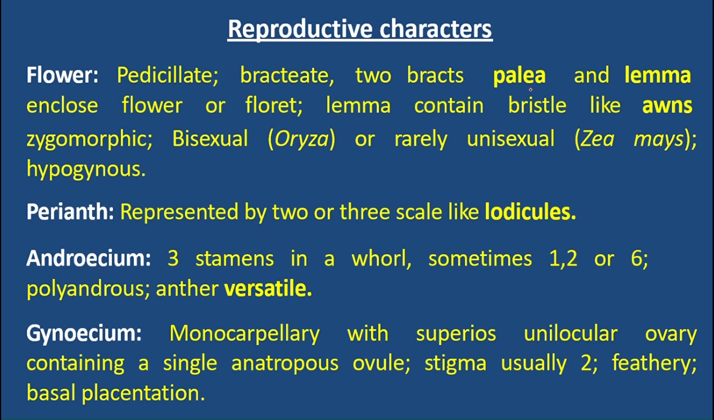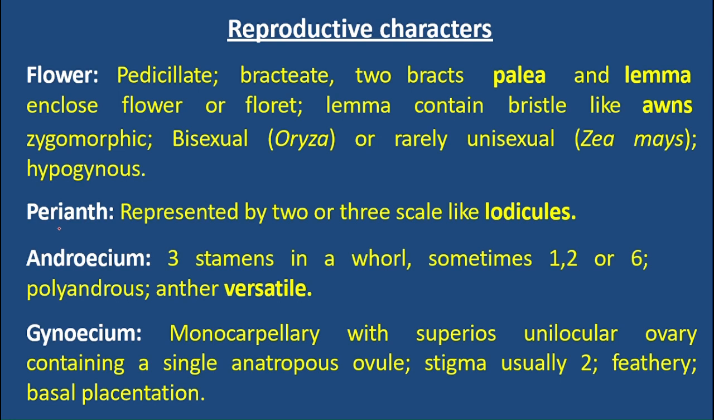Then palea. The bracts are commonly called palea and lemma, which enclose the flower or florets. The lemma contains bristle-like awns. Zygomorphic flowers. Bisexual. What do you know about bisexual? Both male and female reproductive parts are present in the same flower, as in Oryza sativa. Rarely unisexual, as in Zea mays, corn. Ovary superior. So flowers with a superior ovary are called hypogynous flowers. Perianth. In monocotyledons, the outermost whorl of the flower is the perianth. Instead of calyx and corolla, perianth is present.